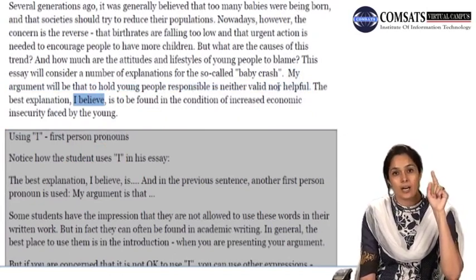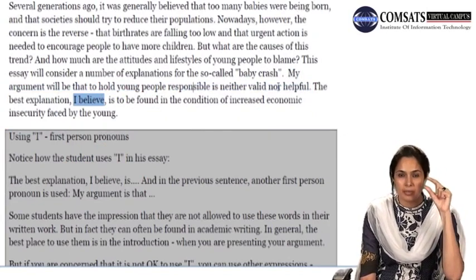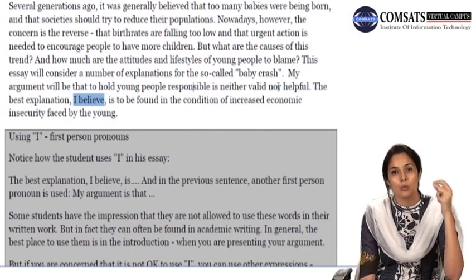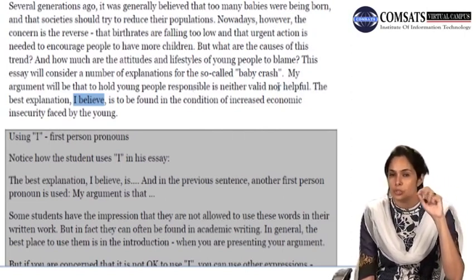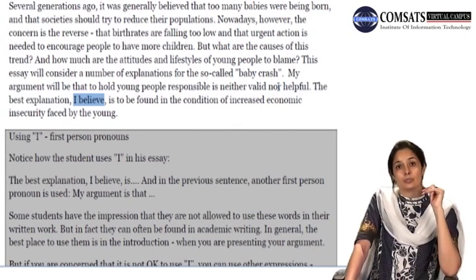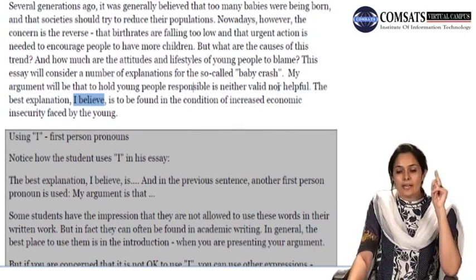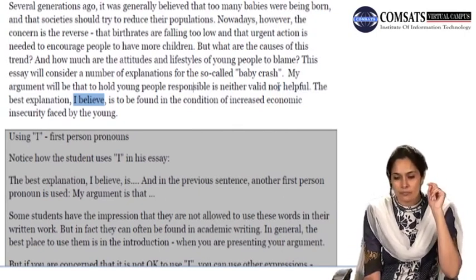So when you are given an argumentative essay, right in the first paragraph, you have to tell the reader what claim, what argument are you supporting. Whether you are supporting the middle ground, आप दोनों के बारे में बात करना चाहते हैं या किसी एक को support करें या किसी एक के बारे में किसी को convince करने की कोशिश करें. That you have to tell in the first paragraph. The best explanation, I believe, is to be found in the condition of increased economic insecurity faced by the young.